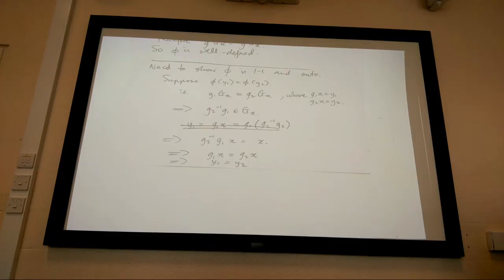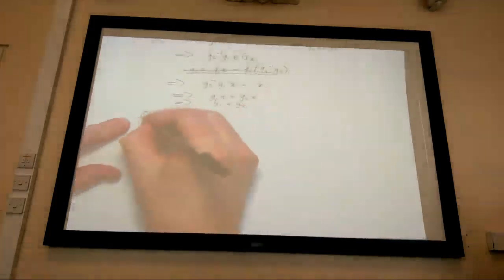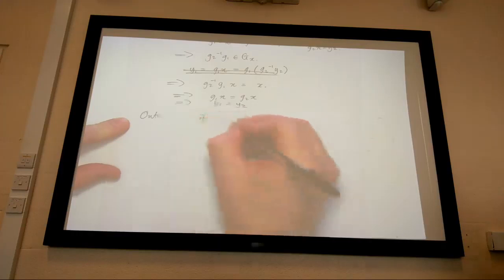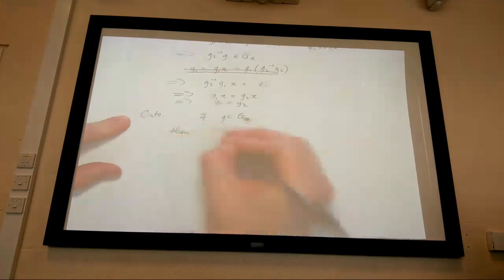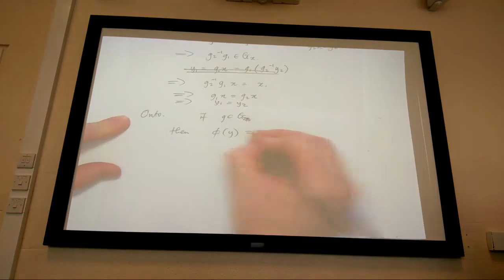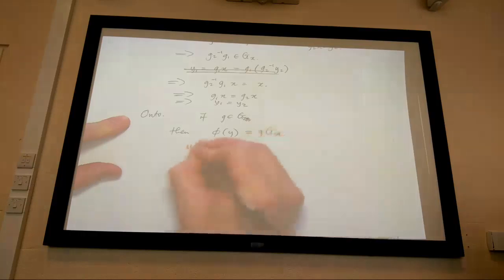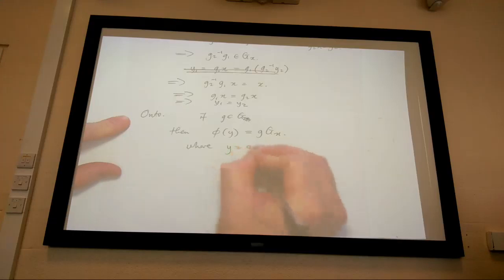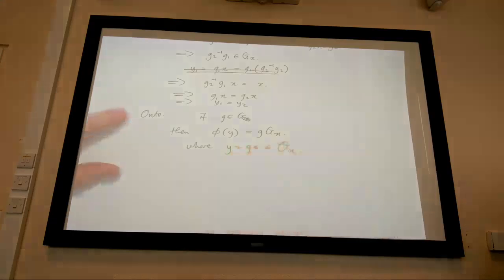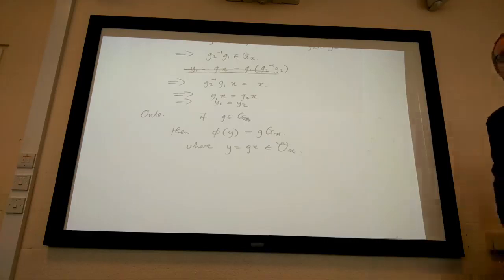You have to take any possible left coset and show that you can generate it. That's straightforward. So the onto part is straightforward. We're onto. Suppose g is an element of G. Then phi of y will be equal to g times this left coset, where y is equal to g acting on x, and that's certainly an element of the orbit of x. So the onto part comes by definition.